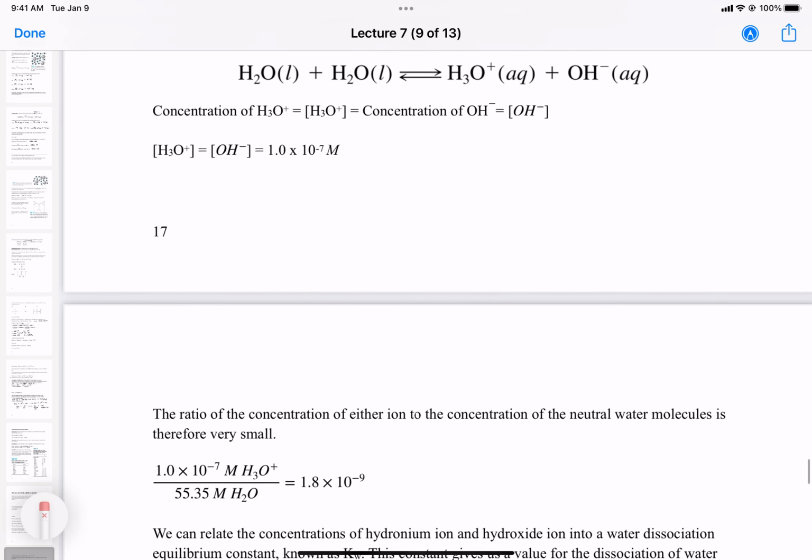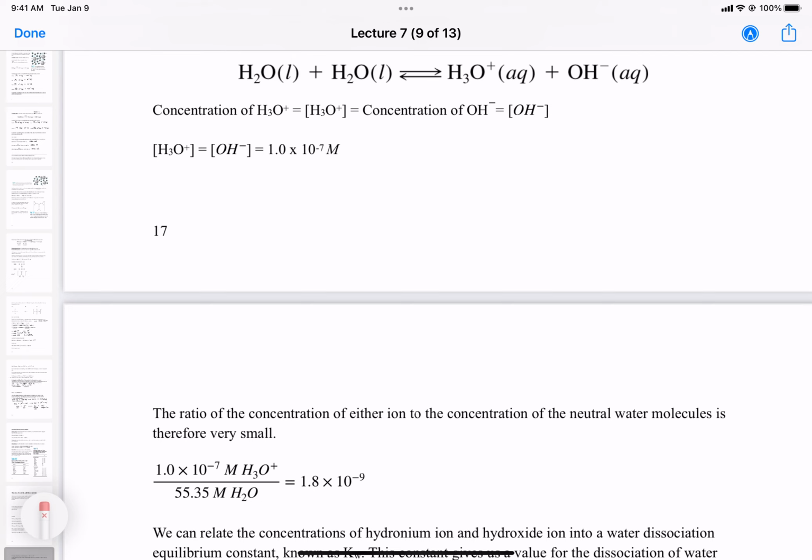Okay. Now, if we compare the ratio here, the ratio is really small. It's not even a percent. It's like 0.0000%. It's a very small percentage, so not a lot of it is going to be ionized. So that's what makes water safe to drink.